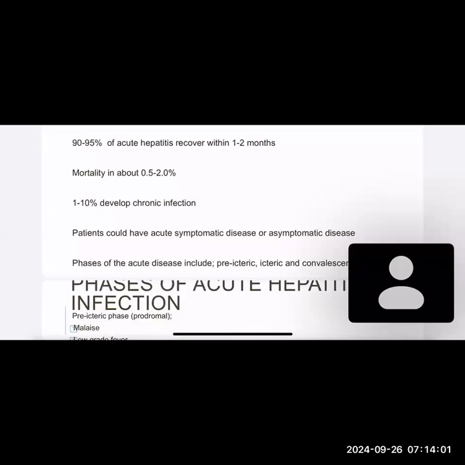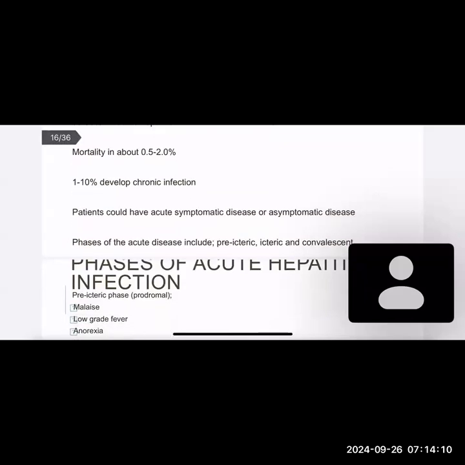And patients could have acute symptoms or be asymptomatic. So they could have the symptomatic disease or have the asymptomatic disease. But generally, the acute phase is divided into 3 main phases: the pre-icteric, the icteric, and the convalescent phase.